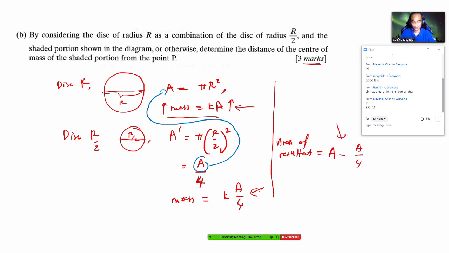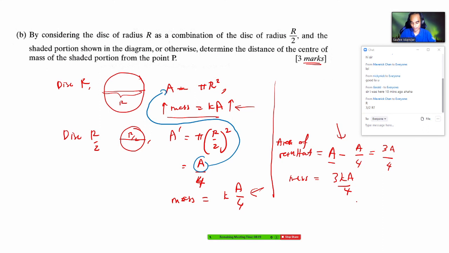Does this make sense? A minus A over 4. The big area minus the small area. How do you get this term? A and A over 4 you get from the left side. So A minus A over 4, you have 3A over 4. So the mass will be equal to 3kA over 4.